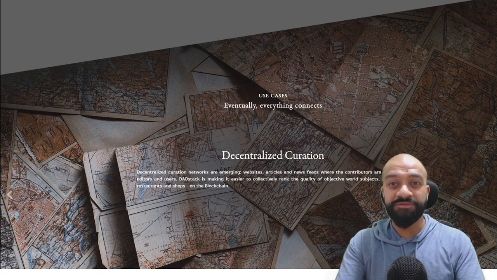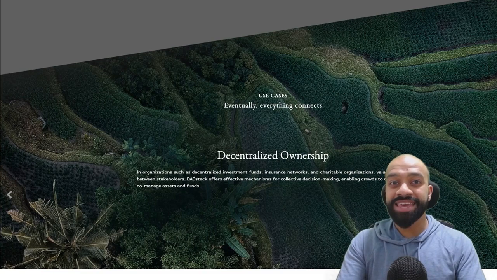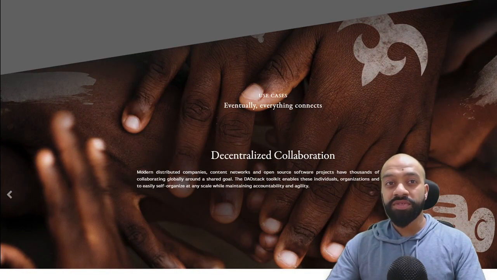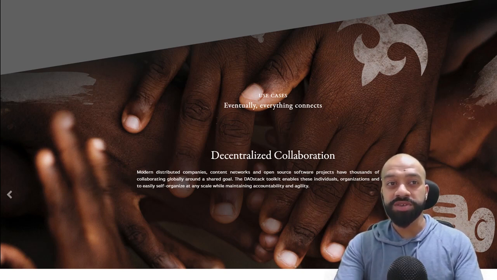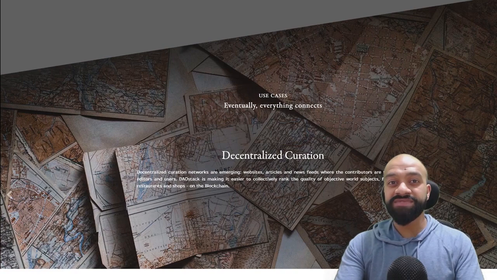Now, if you look at it from a decentralized collaboration perspective, modern distributed companies, content networks, and open source software projects have thousands of contributors collaborating globally around a shared goal. But with this toolkit, it enables those individuals, organizations and communities to easily self-organize at any scale while maintaining accountability and agility overall. And if you look at it from a decentralized curation perspective, you have websites, articles, news feeds, where the contributors are the owners, editors, and users. But with DAOStack, it's easier to collectively rank the quality of objective world subjects, from hotels to restaurants and shops, on the blockchain.